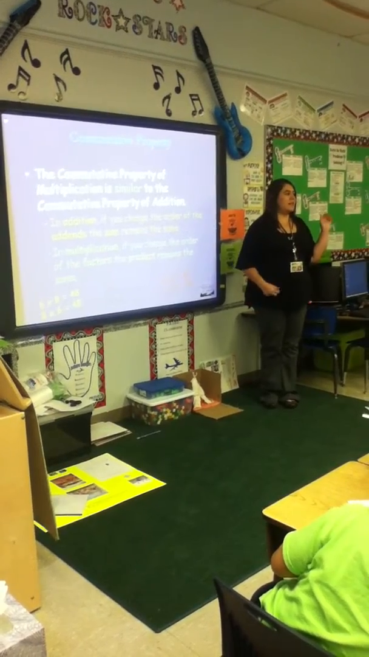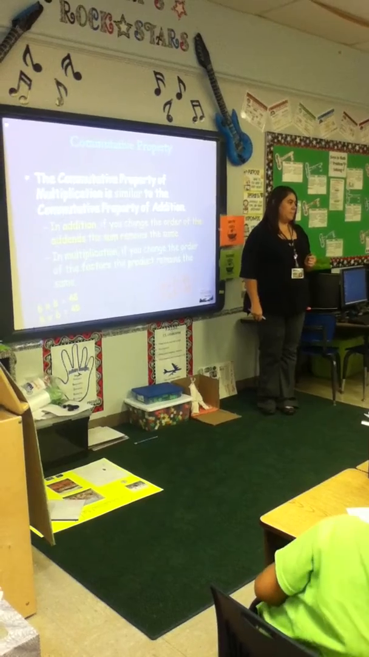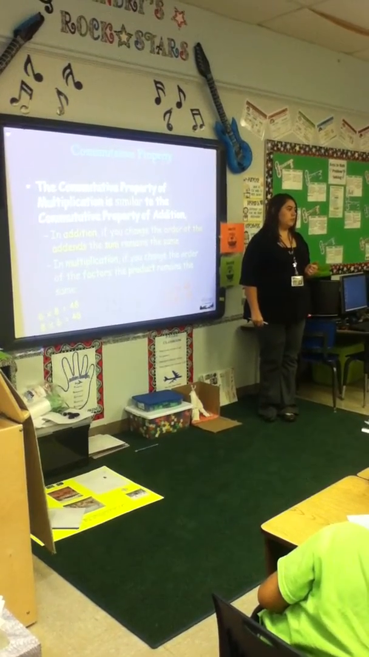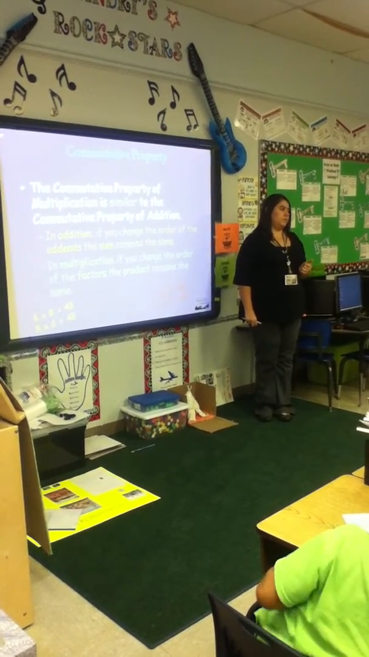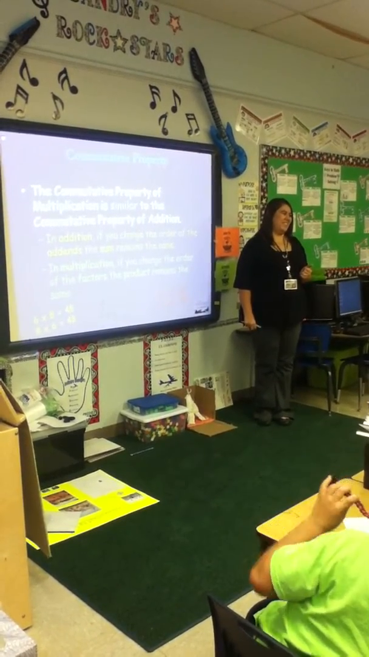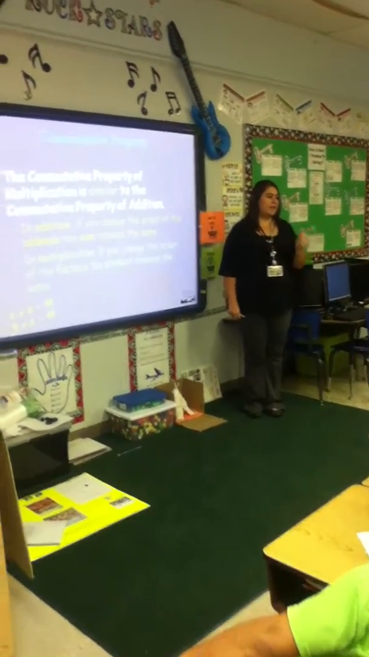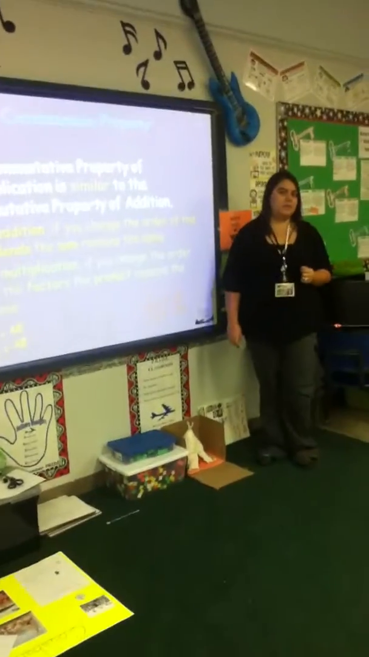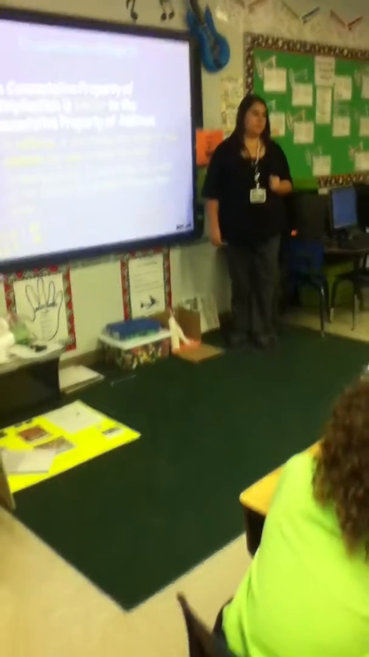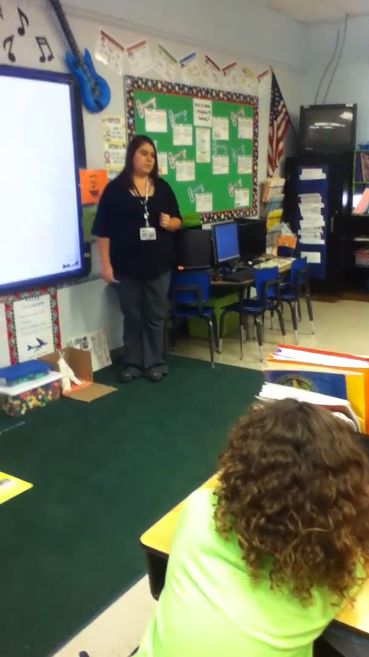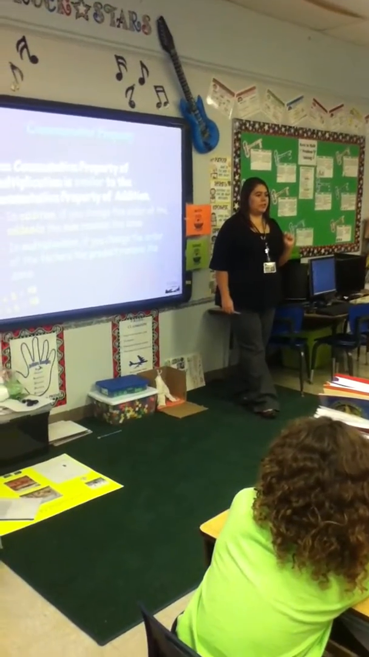Can anyone give me an example of one that's not on the board here? Alex? You can use one that you already know. 5 times 5 equals 25. Okay, that's good, but let's try to use some different numbers, okay? Not the same numbers. Addison? Okay, 3 times 2 equals 6, so how would we use the commutative property to change that?